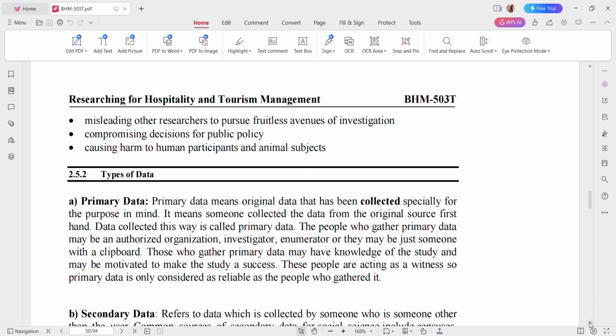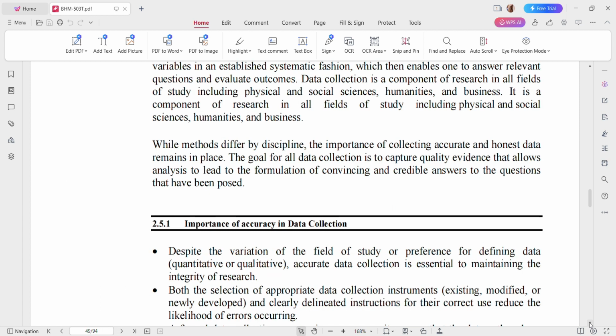Okay? So you have to protect your participants. That's why data collection is very important. You have to really ensure that the ethical issues of it are being addressed before you pursue your data collection.